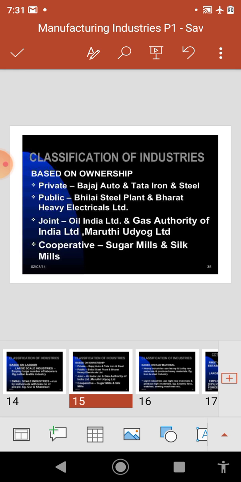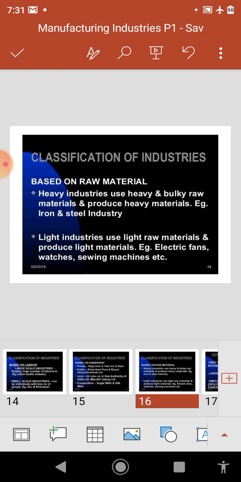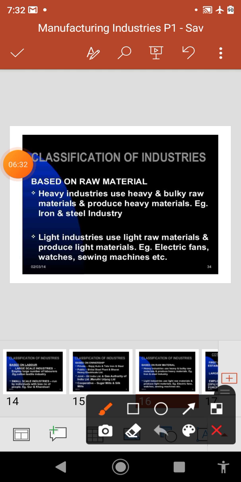Then cooperative sector industries. These are the industries which are owned and managed by cooperative societies. You can take the example of sugar mills, Amul dairy. Then next classification, that is on the basis of weight of raw material used and the weight of finished product. Though in this slide it is given based on raw material, instead of that you can say this classification is on the basis of weight of raw material used in industries and also weight of finished product.